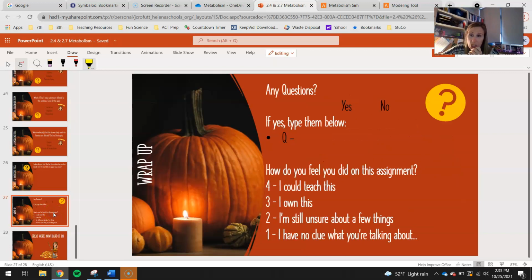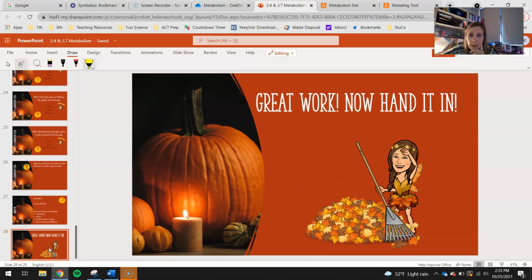Once you guys have done a good job explaining that using all the numbers that are relevant, you will fill out the wrap-up. Any questions, yes or no? If yes, type them below. If no, you can leave that blank. And then 4, 3, 2, 1, how do you think you did? You are all done, and you can go ahead and hand this in.